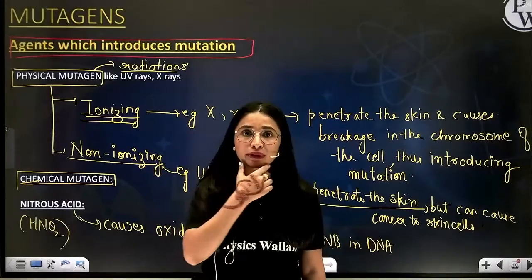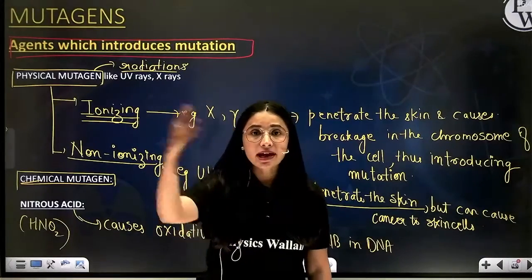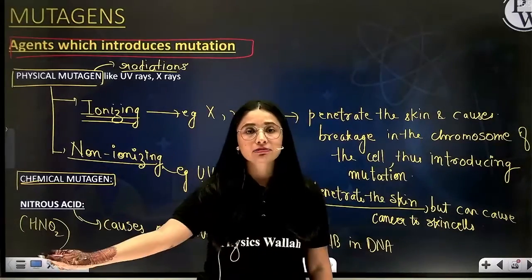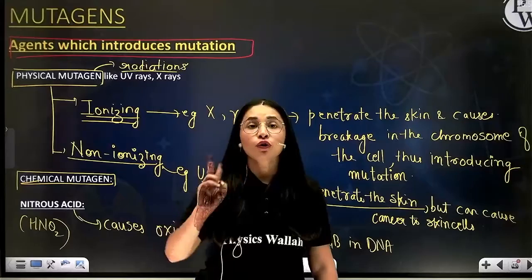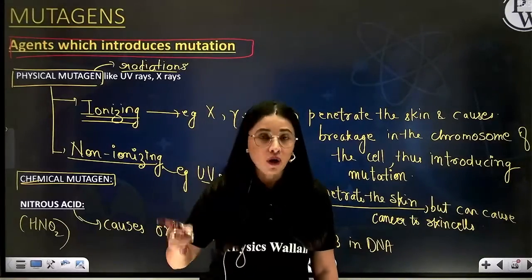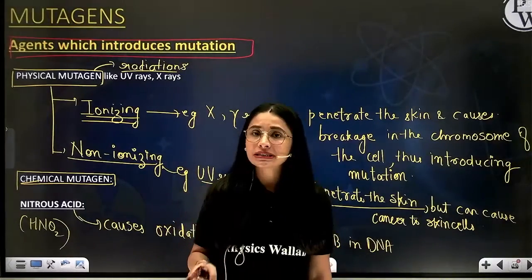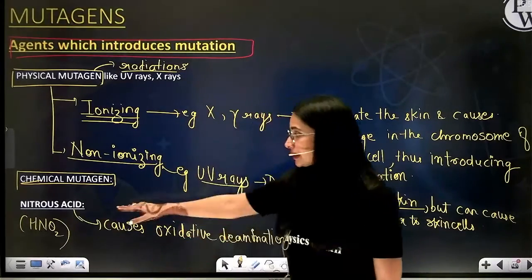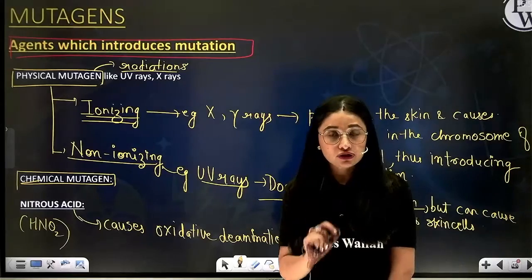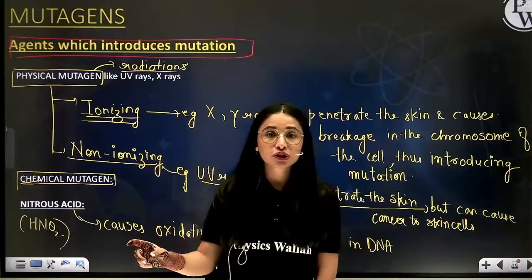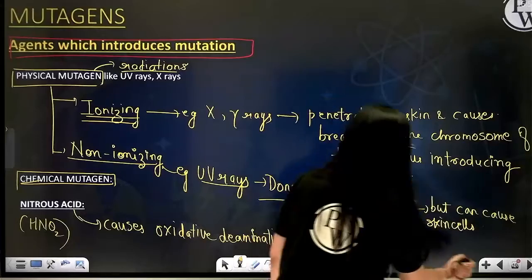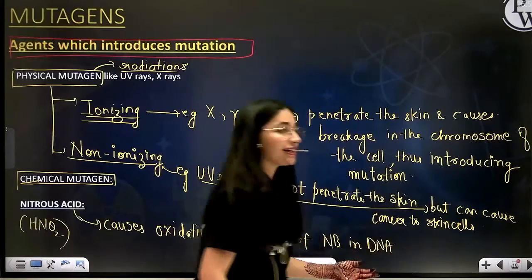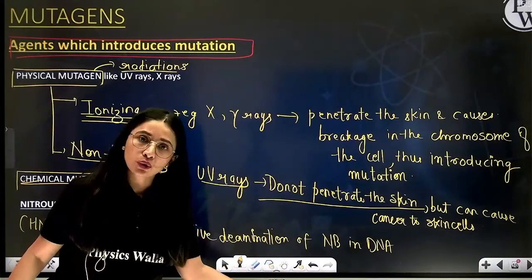Adenine should pair with thymine, otherwise it starts pairing with cytosine. Guanine should pair with cytosine, otherwise it starts pairing with thymine. Wrong base pairing means wrong synthesis of DNA. Wrong synthesis of DNA means again mutation. So what is nitrous acid doing? It is causing oxidative deamination of the nitrogenous bases that thus causes change in the base pairing rule.